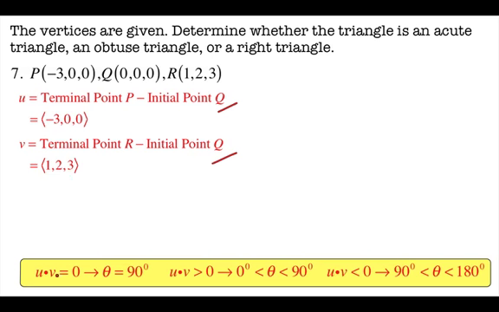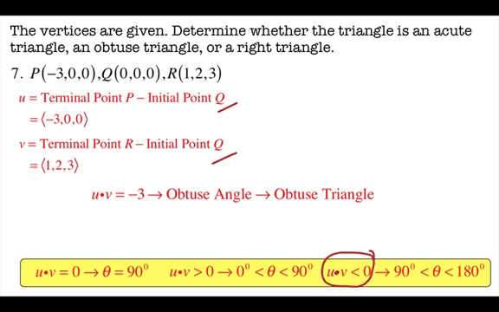Then I take the dot product, and I'm going to check to see what happens. Once I take the dot product, I end up with -3, which means that I'm over here. Since the product is less than 0, it is -3, I know that the angle between them is an obtuse angle, thus making this an obtuse triangle. Let's go to the last problem of this video.